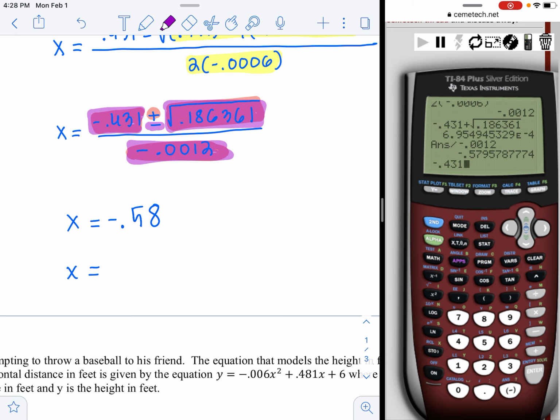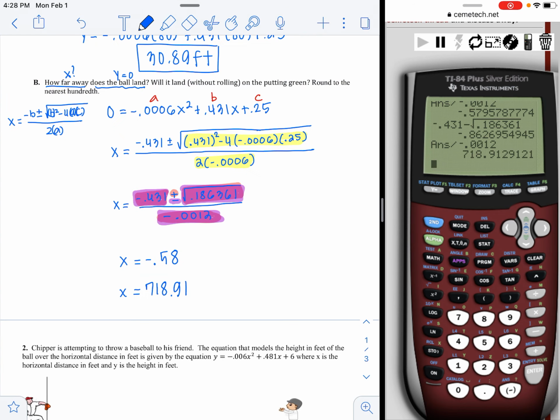Okay, let me try that. Negative 0.431 minus square root 0.186361, enter, divided by negative 0.0012, enter. And I got 718.91.